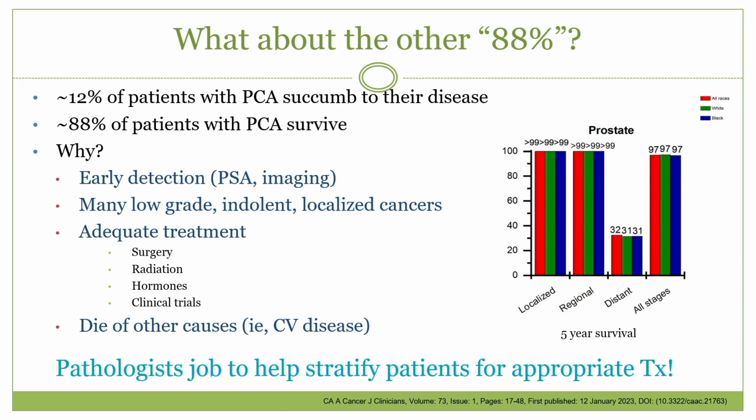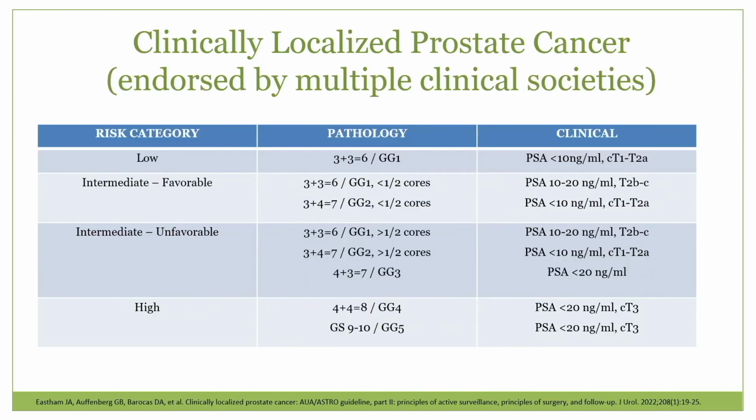Of course, the other issue is that, as this is a disease of older men, often as they're being watched or followed with low-grade disease, they may die of other diseases. But it's our job as the pathologist to stratify these patients into those tumor types that are low-grade and can be watched, or those that need to be treated more aggressively.